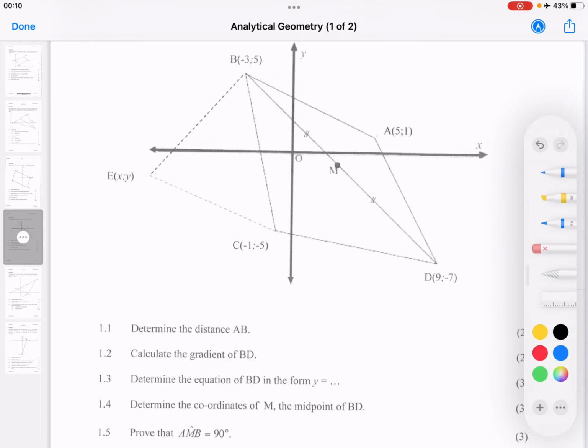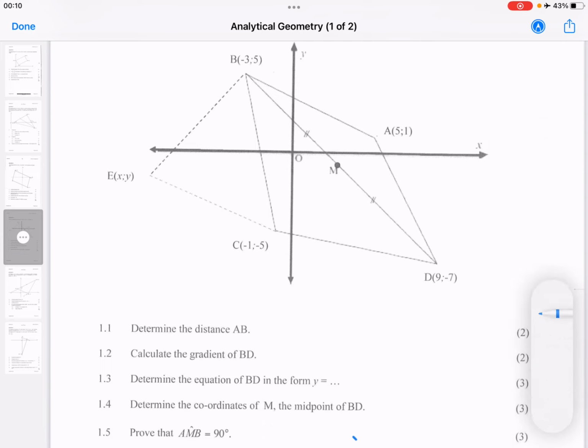Now we are proving. What are we proving now? They say prove that. This is the question. 1.5. Prove that in triangle AMB, it is angle M that we are trying to prove that it is equal to 90 degrees. Very, very much important, ladies and gentlemen, on that one. And also, this question is allocated 3 marks.